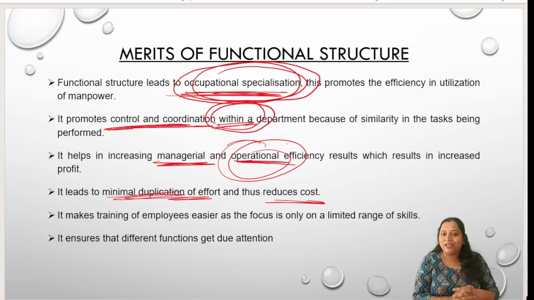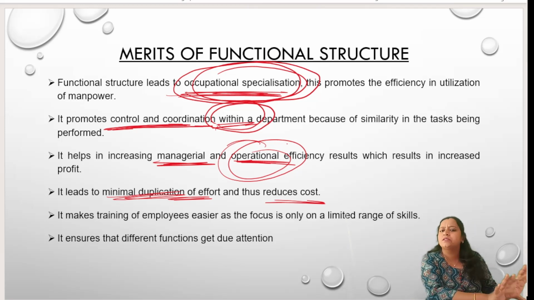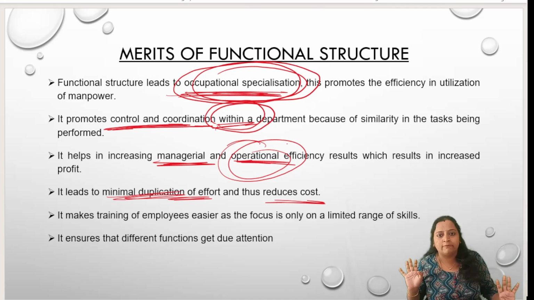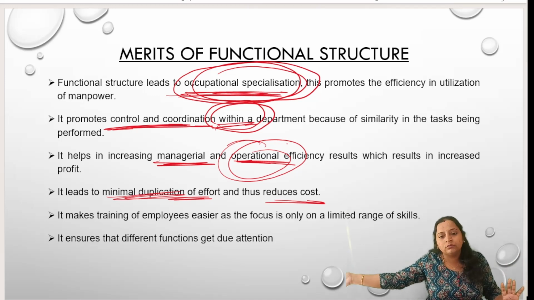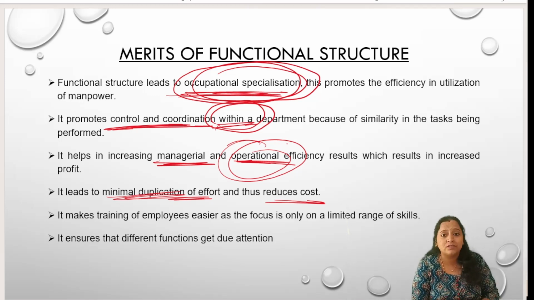Yes. So training of the employees will become easier because we are going to focus only on the limited range of skills. Only this much of skills is enough for you to perform this work. So I'll give you the training only for this one. This is not required for you. Then I'll give training only for this. My time will be saved. My training will become easy. My cost of training will also reduce. See how many advantages you have with this functional structure.